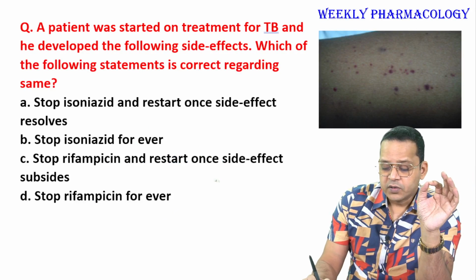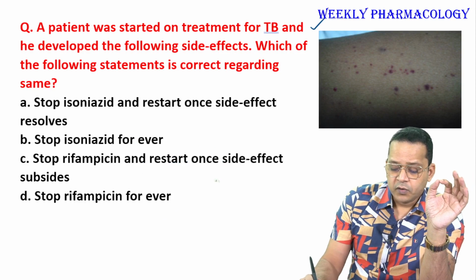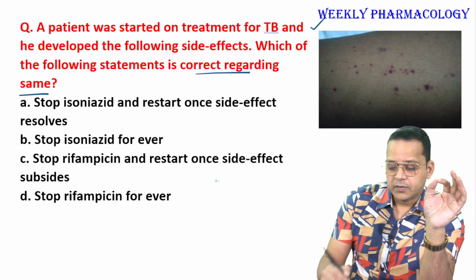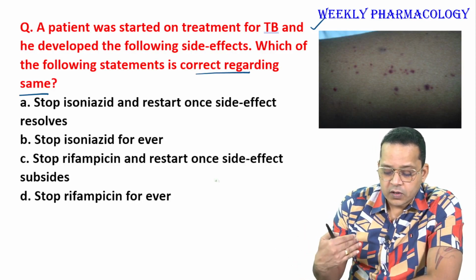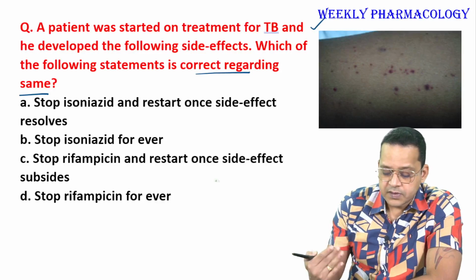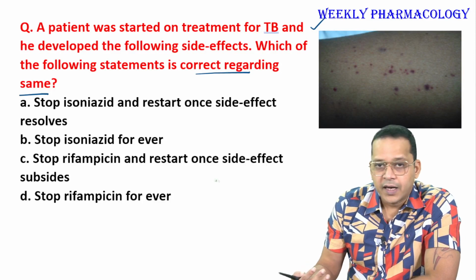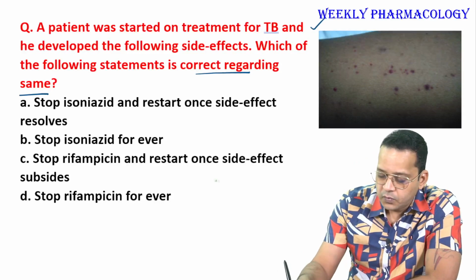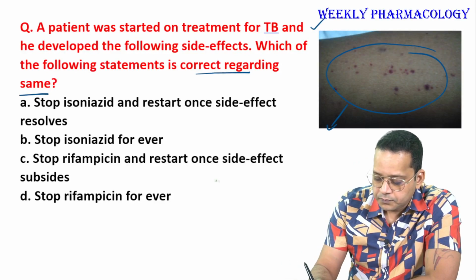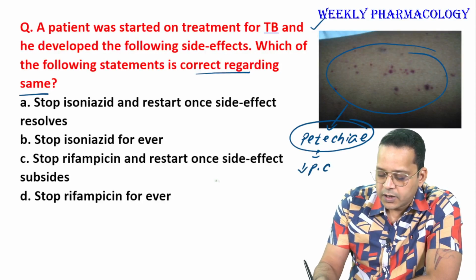A patient was started on treatment of TB and he developed the following side effect given in the image. Which of the following statements is correct regarding the same, right? Stop isoniazid and restart once side effect resolves. Stop isoniazid forever. Stop rifampicin and restart once side effect subsides. Stop rifampicin forever. So first of all, I need to appreciate what's there in the limb of this patient. What can I see? What are these? So guys, these are petechiae. And these petechiae are seen because of a decreased platelet count or thrombocytopenia.